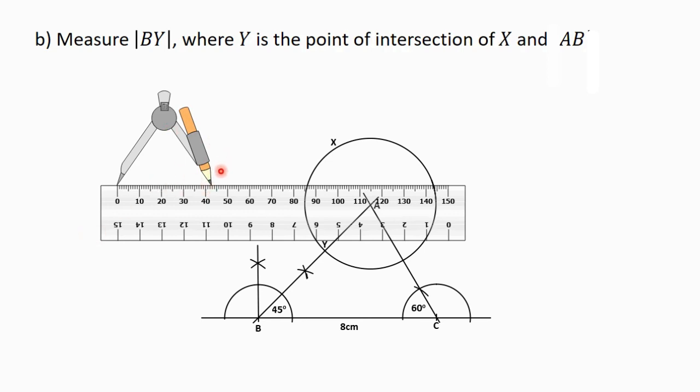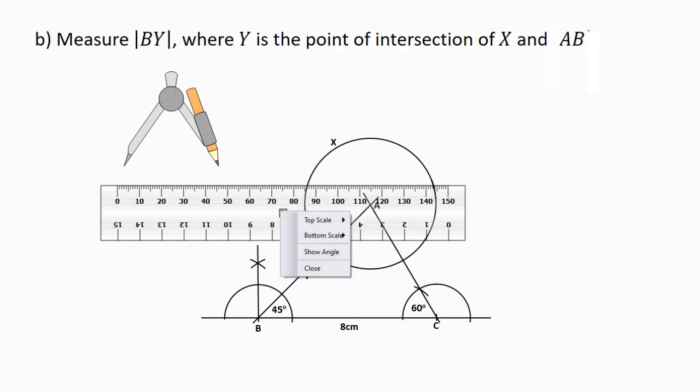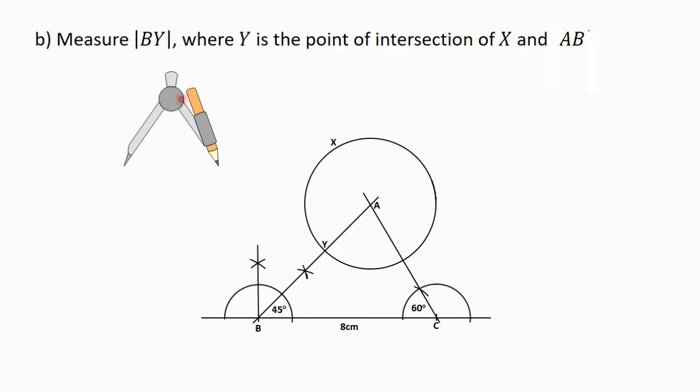On my ruler, the part of the compass holding the pencil touches it at 43. Remember that the scale I'm using on the ruler is in millimeters. So 43 millimeters will be the same as 4.3 centimeters. I'm now going to take both the compass and the ruler off. So the length of BY is 4.3 centimeters.